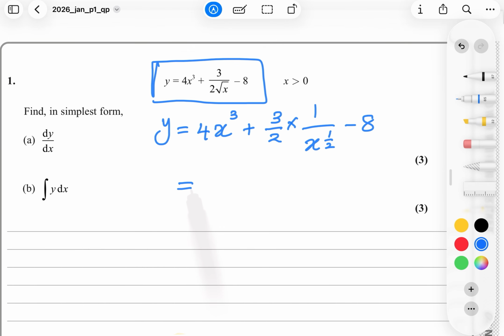Now if we further simplify it, the first part can remain unchanged. Whenever there's a power in the denominator, we can take it up, but the power will be negative. This is x to the power negative half, minus 8. So this is my y function.